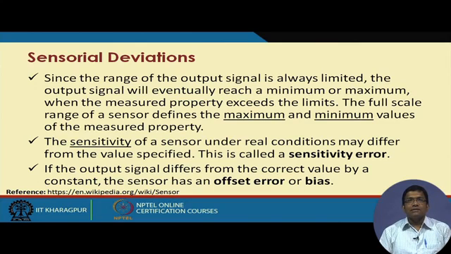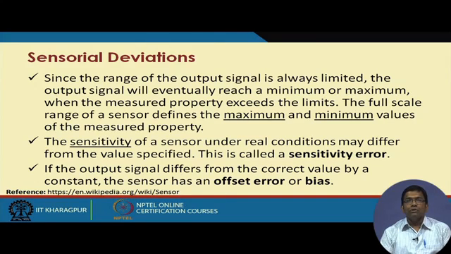Now, sensors often do not give accurate data, so there are some sensor deviations. Each sensor comes with certain specifications. These specifications give you the maximum and minimum values of the physical property that it can measure. The sensitivity of a sensor under real conditions may differ from the specified value, and that is known as the sensitivity error.